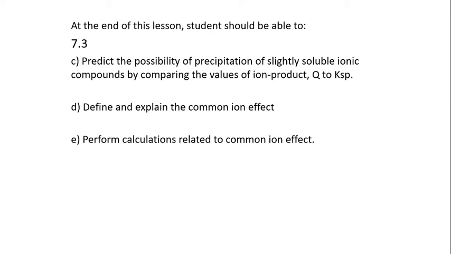In this video, students should be able to: C. Predict the possibility of precipitation of slightly soluble ionic compounds by comparing the values of ion product Q to Ksp. D. Define and explain the common ion effect. And E. Perform calculations related to common ion effect.